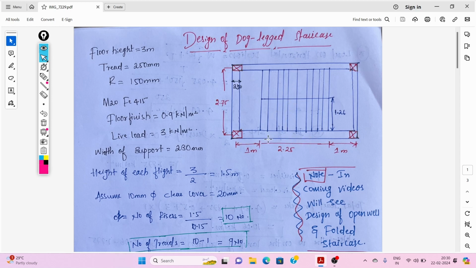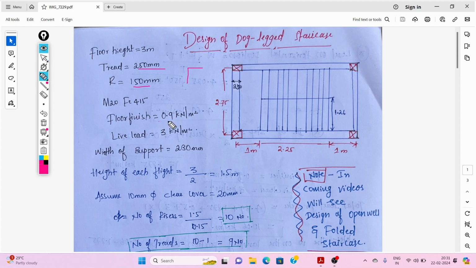This is the staircase plan. The floor height is 3 meter, the thread size is 250 mm and the riser is 150 mm. These are the standards: 250 mm and 150 mm. Here we are using M20 grade of concrete and Fe 415. The floor finish is according to the material.